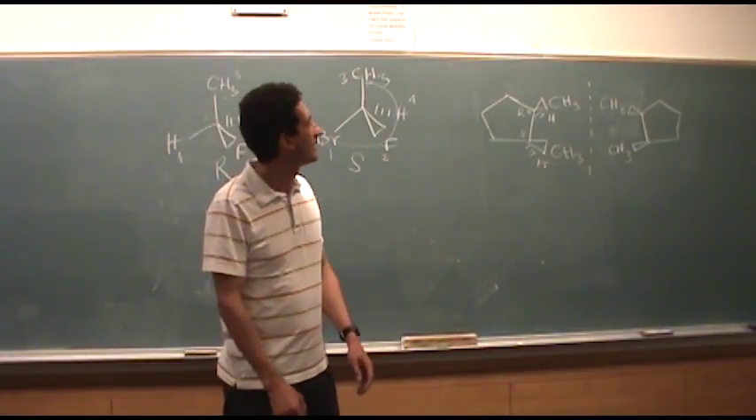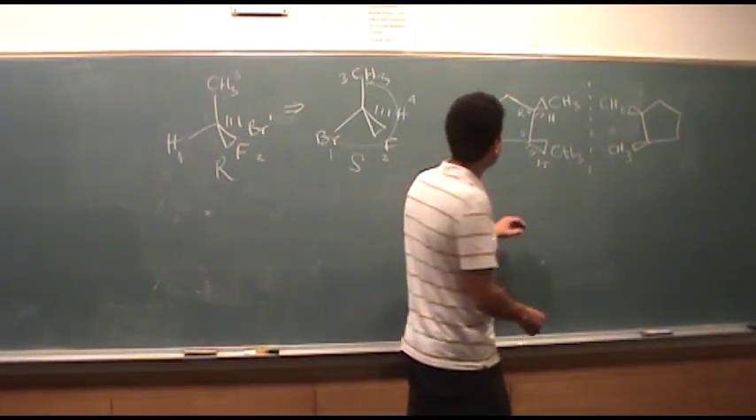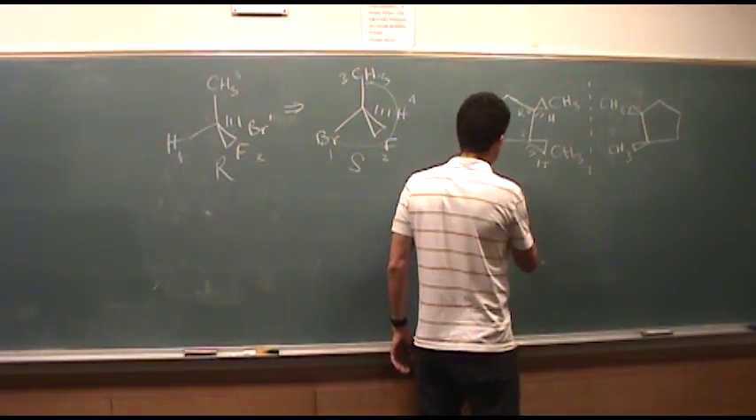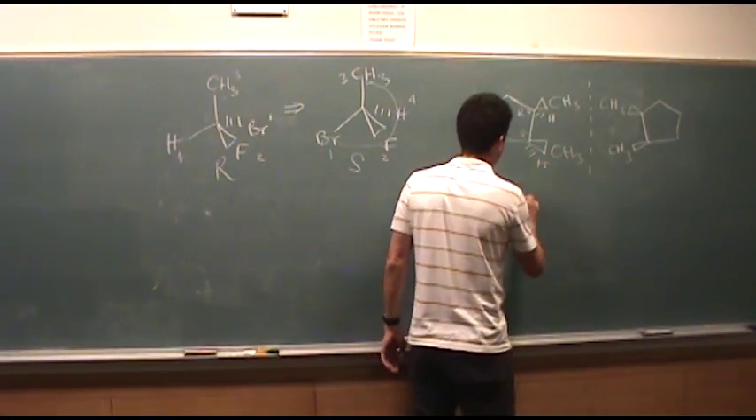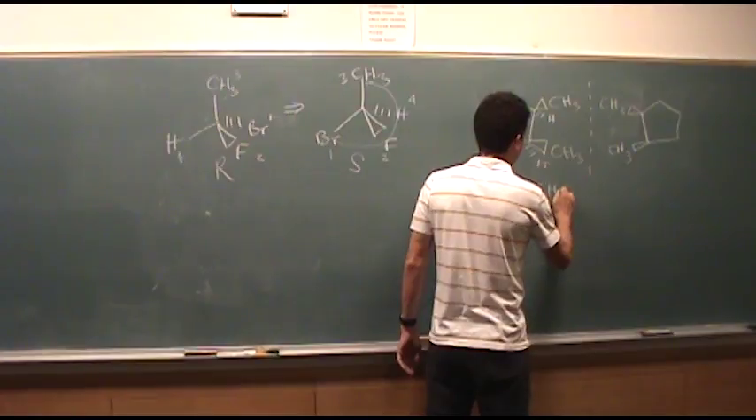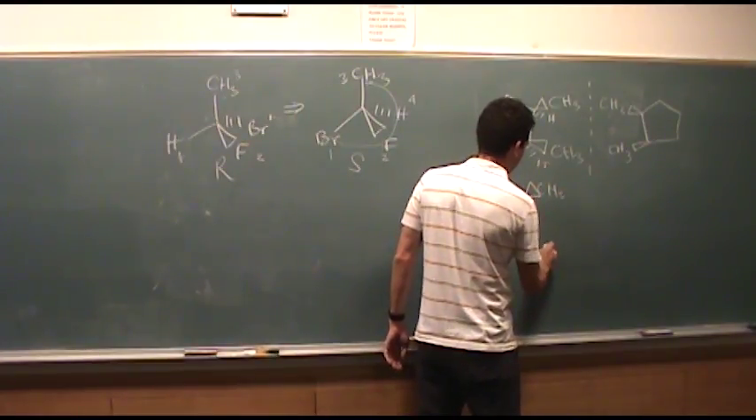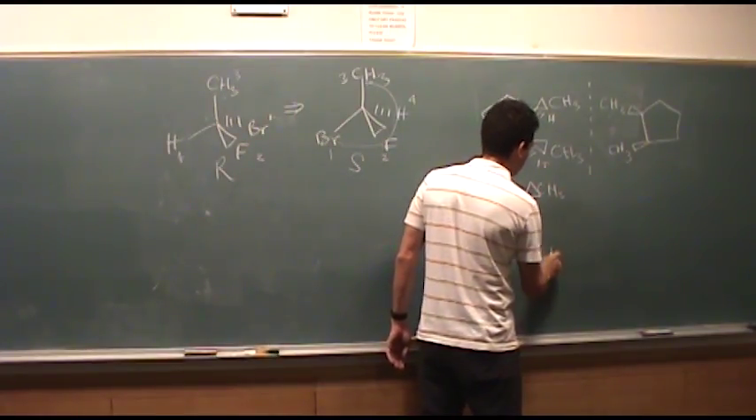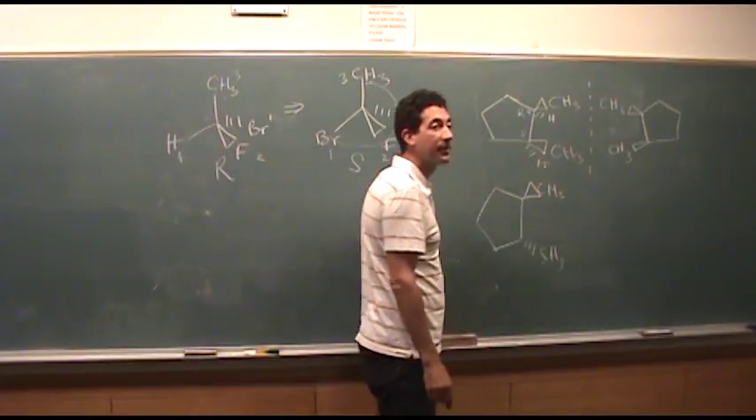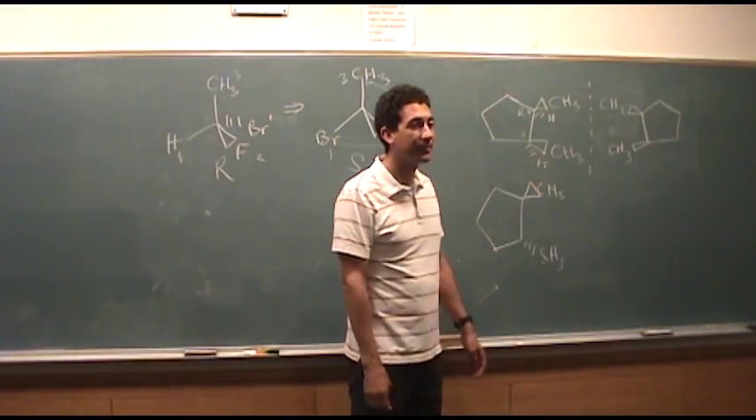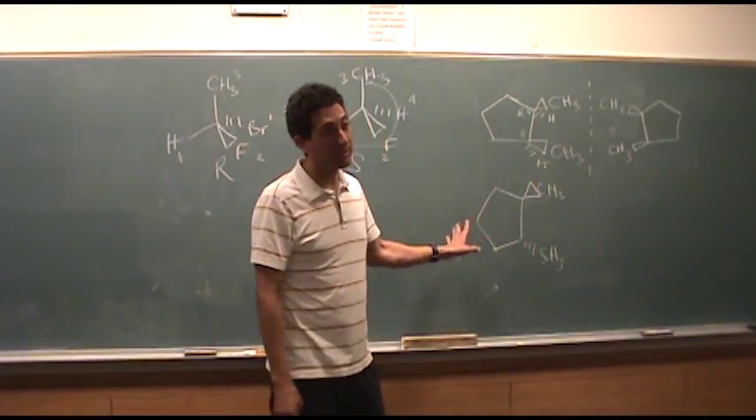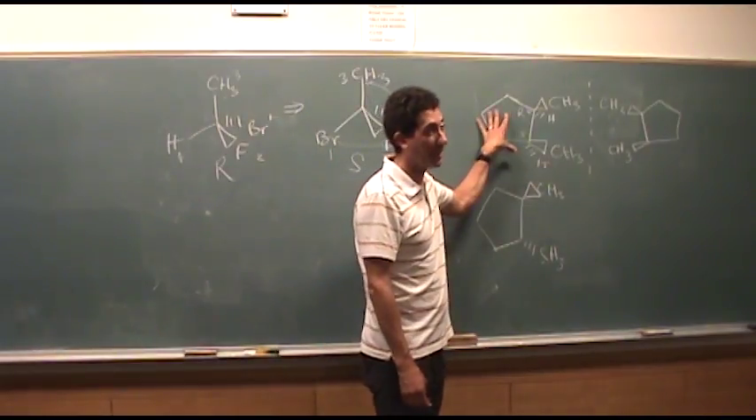What would a trans version of that look like? Trans. You just make these go in the opposite. Either pick one to be wedge and one to be dash. Yeah, that's it. So its mirror image would be different. So this is chiral. This one is not.